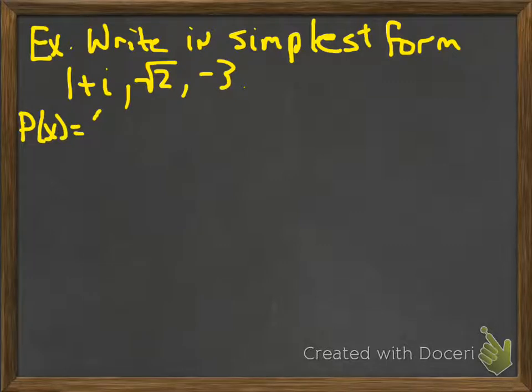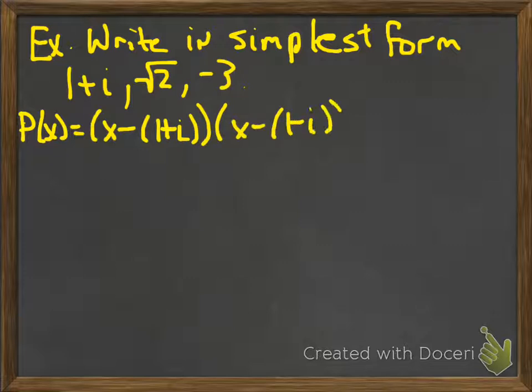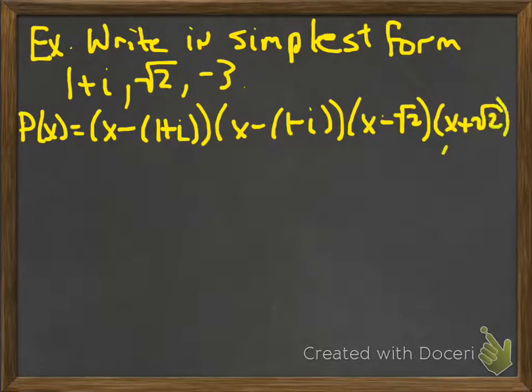So when we write this out, you're going to see a very long parentheses, x minus, notice how I put that in extra parentheses, 1 plus i, x minus again, 1 minus i. Then I'll have x minus the square root of 2, x plus the square root of 2, and then x minus 3.